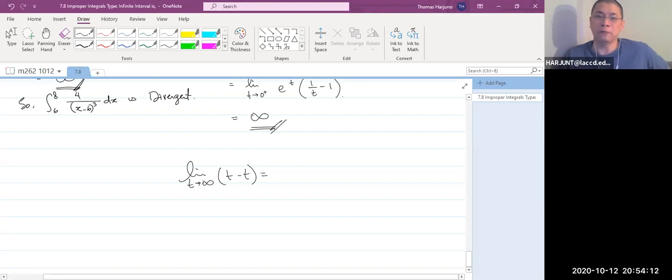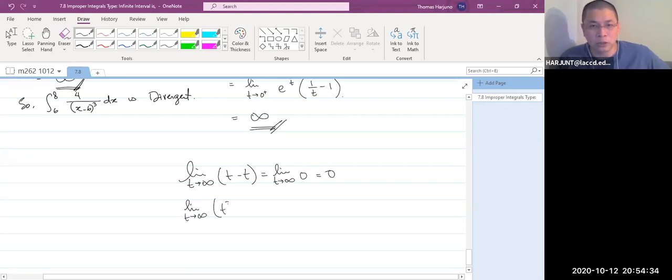You cannot plug in infinity first and then subtract them, right? The correct way is actually t minus t, which is 0, even when t is not reaching infinity yet. Then this equals 0. Now, how about doing this? The limit as t goes to infinity of t squared minus t.